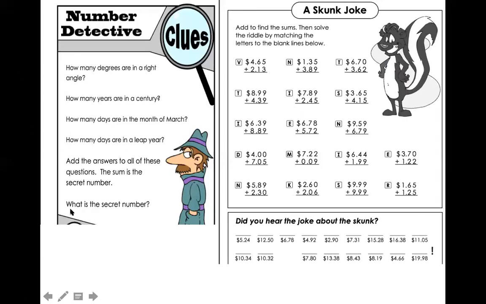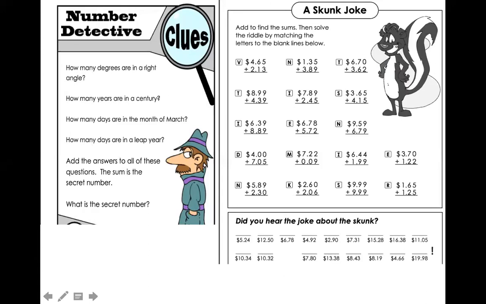All right, let's check out that number detective for today. The first question is how many degrees are in a right angle? Then there are other questions where you are going to have to figure out some things like how many years are in a century, how many days are in the month of March. Feel free to Google those questions to find the answers.